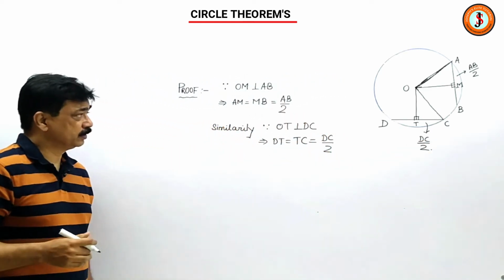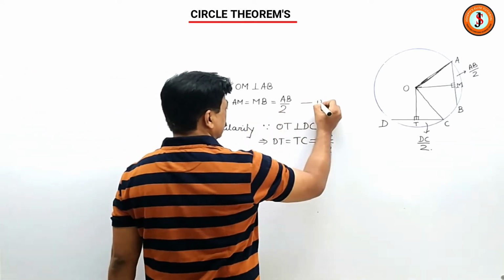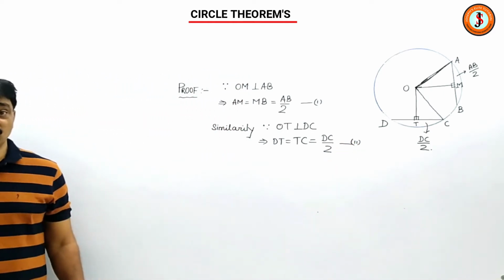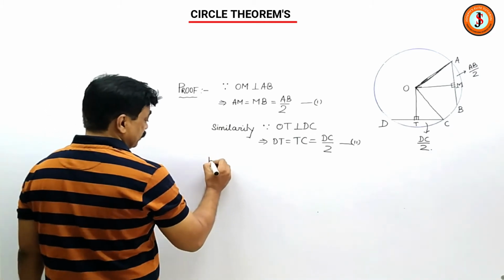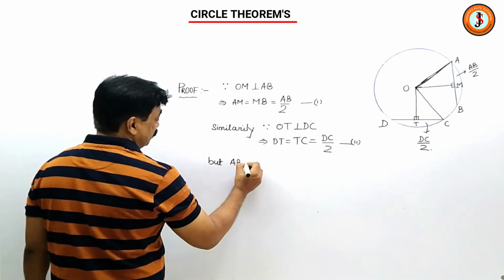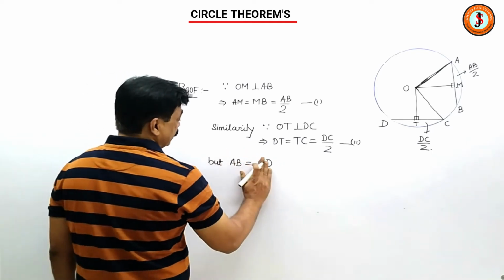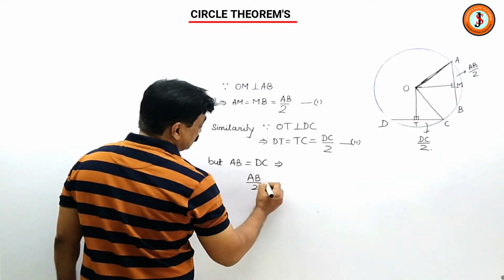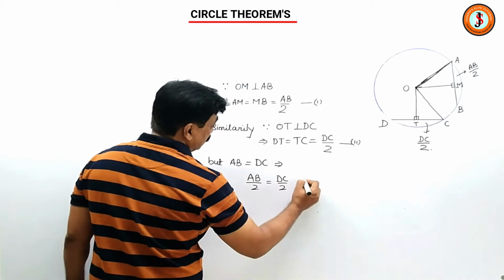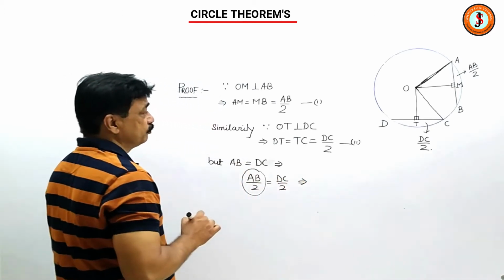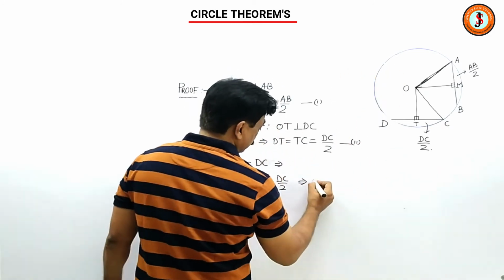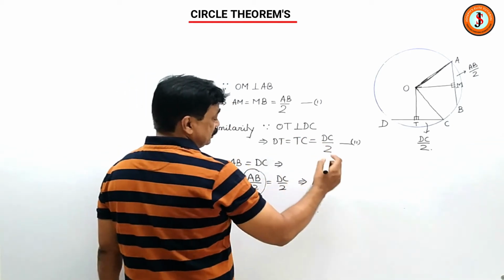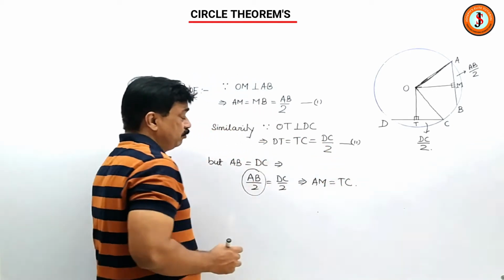Now remember, this is equation 1 and this is equation 2. Remember, initially I said chord AB is equal to CD, or I can name it as DC. So their halves will also be equal. Since they both are equal, half of them will be equal. Now what is AB by 2? AB by 2 is AM. What is DC by 2? DC by 2 is TC. So AM will be equal to TC.